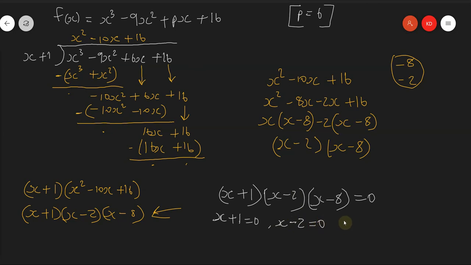Equals 0. Therefore x minus 8 could also be equal to 0. Now we just solve for these x values. So from there x would be equal to negative 1 or 2 or 8. Right, so these are the solutions and what we would call the roots of the equation, meaning when you plug these values into f of x, you are supposed to get 0.